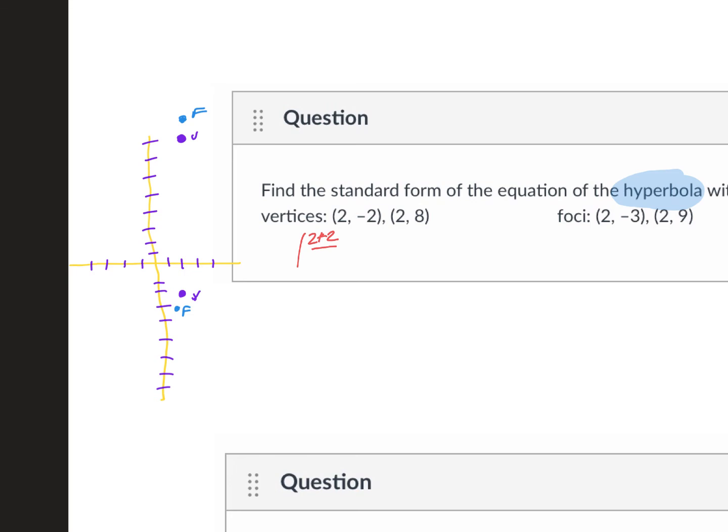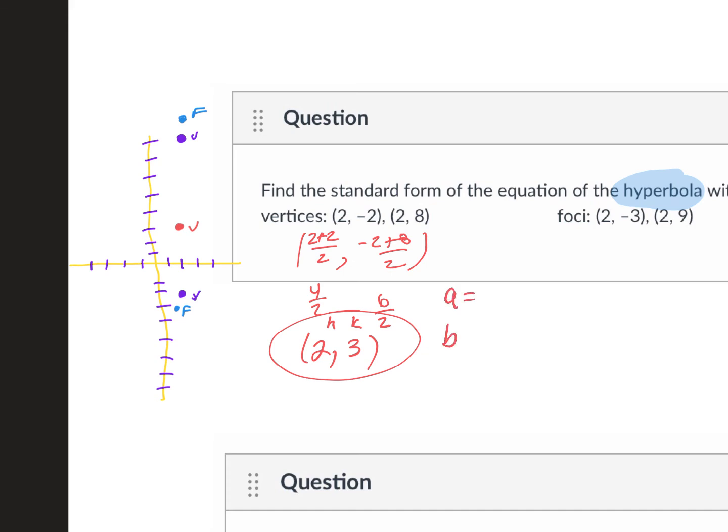2 plus 2 divided by 2, and then negative 2 plus 8 divided by 2. So 2 plus 2 is 4 divided by 2 is 2. Negative 2 and 8 is 6, divided by 2 is what? 3. So my H and my K are at 2, 3. That's the middle. It's the center. So now we can figure out the A and the B and the C. All right, A equals, B equals, C equals.